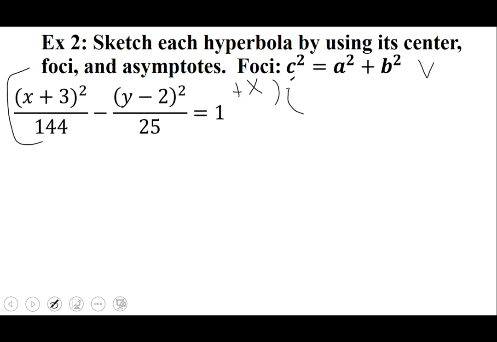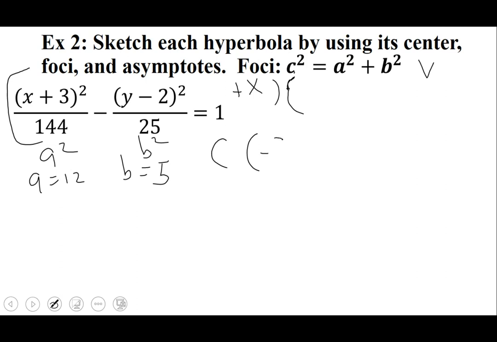So because of that, the a squared is always going to go with the positive thing, and the b squared is always going to go with the negative thing. So if a squared is equal to 144, that means that a is 12 and b is 5. And again, they don't always have to be nice numbers, but I'm just trying to make everybody's life a little bit simpler.